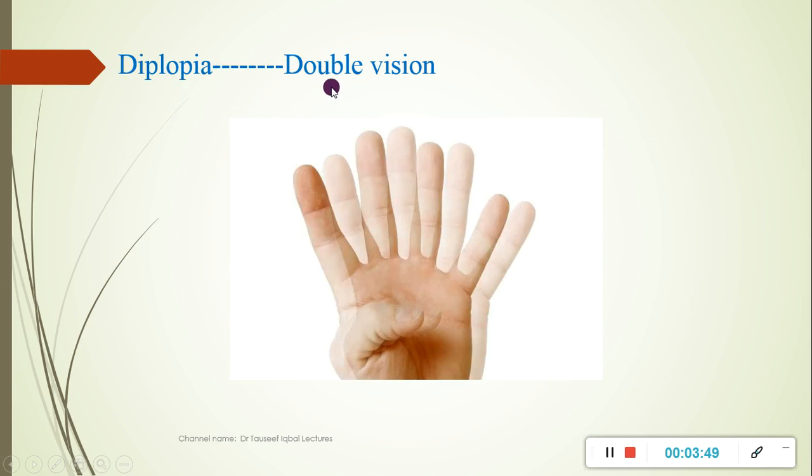Next one is diplopia. So if someone has an eye problem, and they are seeing a single entity as double, diplopia is basically double vision. So normally human hand consists of 5 fingers. If they are looking at more than five fingers, that condition is called diplopia. Diplopia simply means double vision.